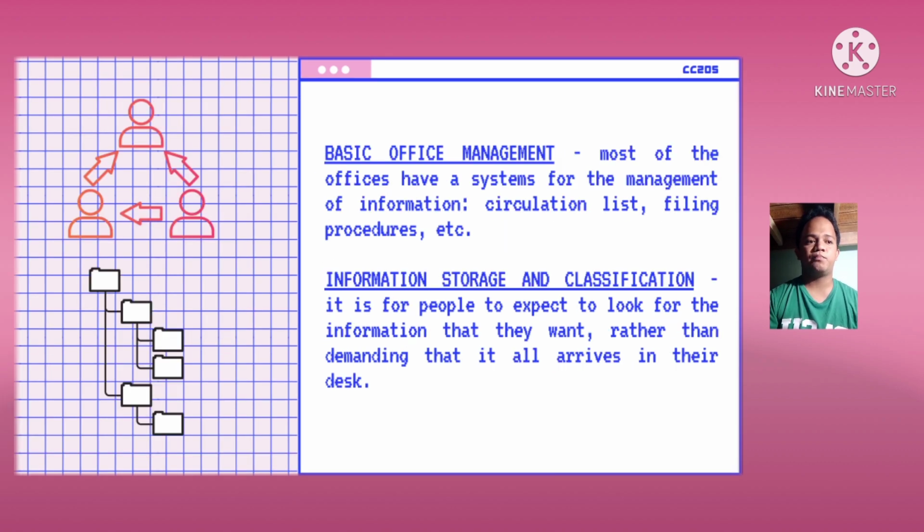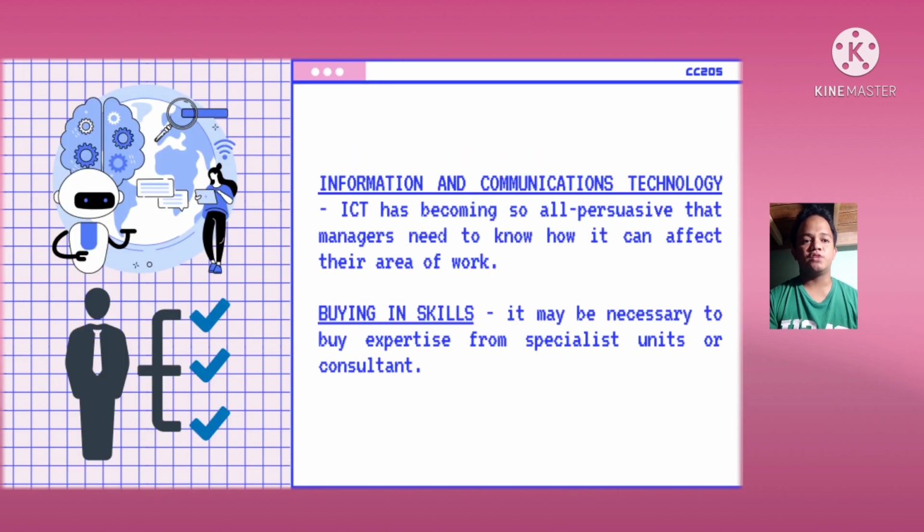Basic office management. Most offices have systems for the management of information, circulation lists, filing procedures, and so on. Information storage and classification. It is for people to expect to look for the information that they want rather than demanding that it all arrives on their desk. Information and communications technology. ICT has become so all-pervasive that managers need to know how it can affect their area of work. Buying in skills. It may be necessary to buy expertise from specialist units or consultants.